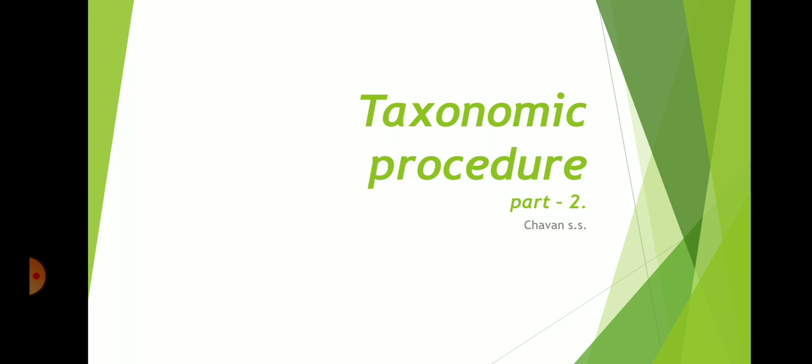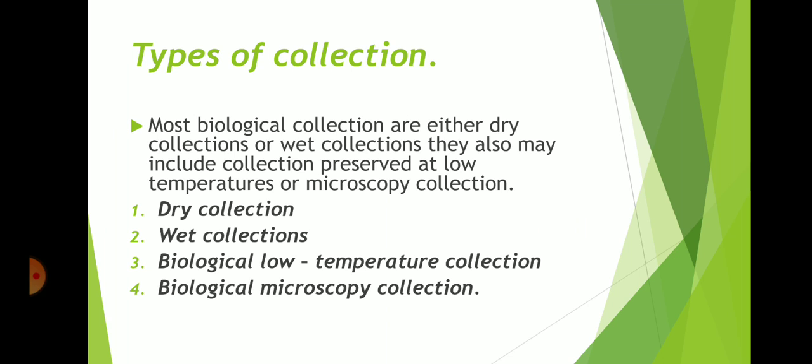So let's start today's topic, that is taxonomic procedure part second. In today's topic we're talking about the types of collection and how animals are preserved in the museums. Most biological collections are either dry collection or wet collection. They may also include collections preserved at low temperatures or microscopic collections.